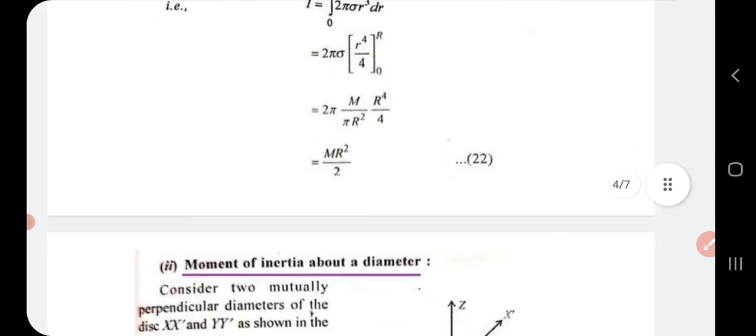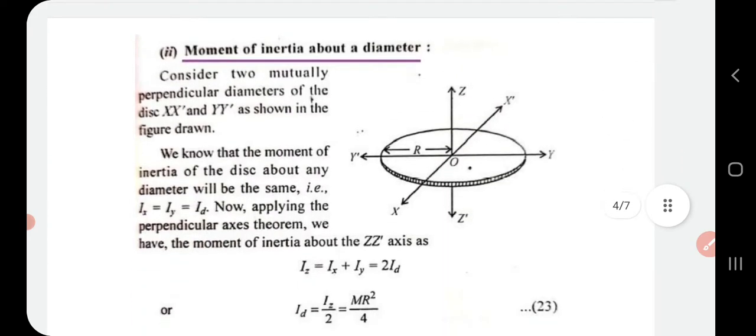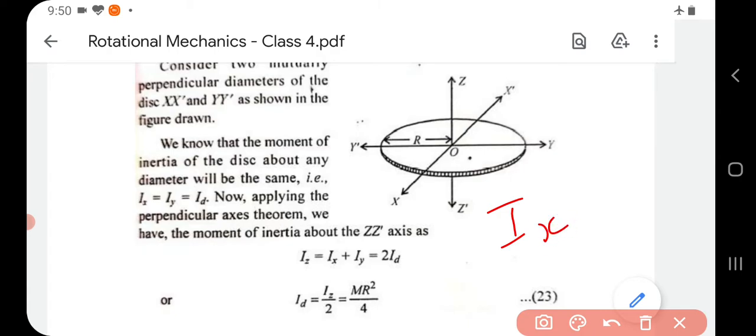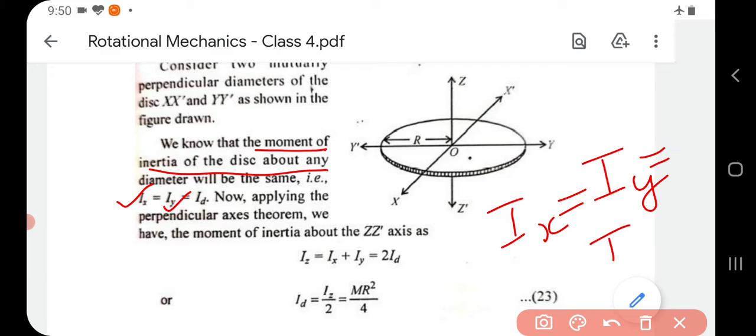Okay, now we are going to find moment of inertia about diameter. For that, as explained in earlier classes, we are considering two mutually perpendicular diameters, say xx dash and yy dash. Let moment of inertia about xx dash be Ix and let moment of inertia about yy dash be Iy. As already discussed, the moment of inertia of the disk about any diameter will be the same. That is, Ix will be equal to Iy will be equal to moment of inertia about diameter Id.